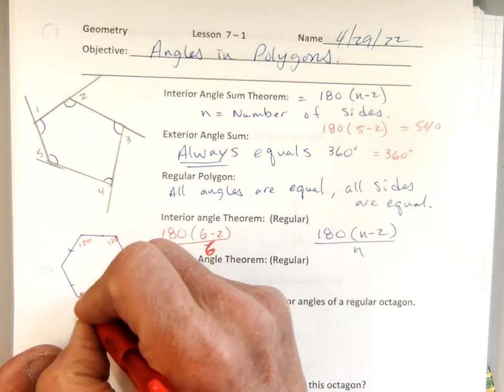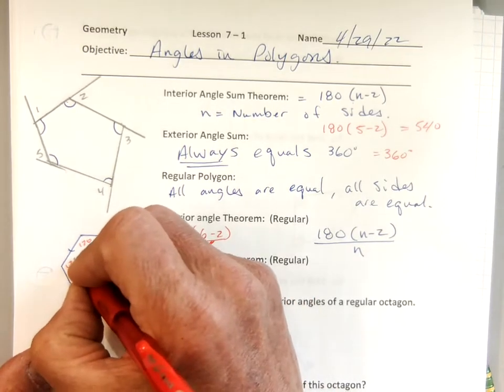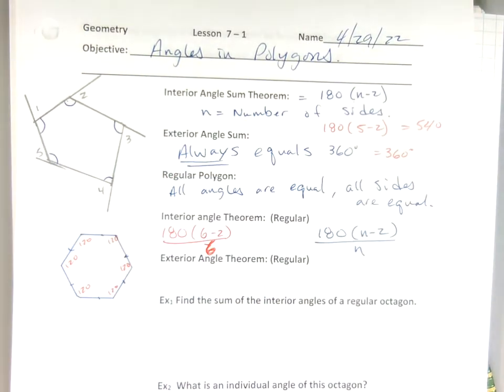Only because it's regular I can find out what they happen to be. The picture above it, you can't tell what they all are. You can't tell what they are individually. They're all a little bit different, right? We can find out what the sum is, but we can't find out what they are individually. If it's regular, we can, okay?